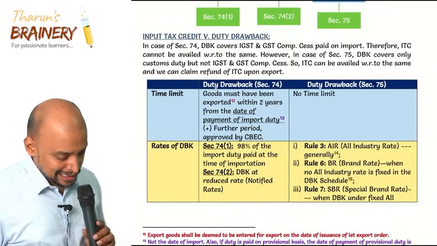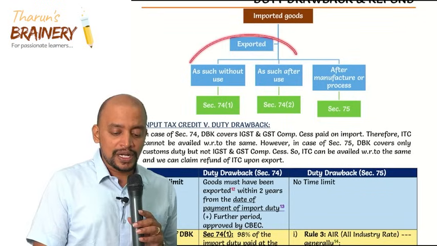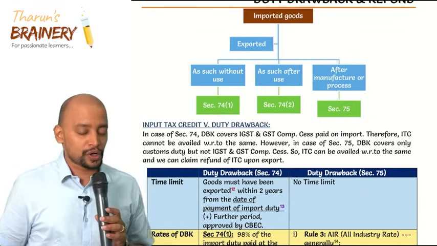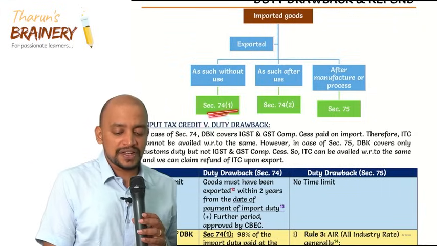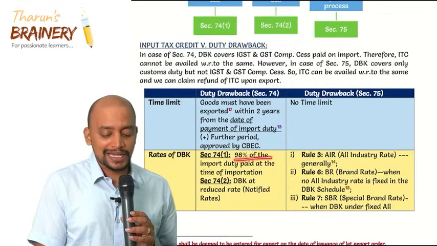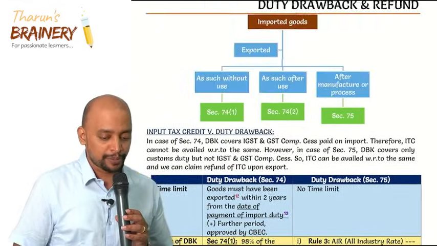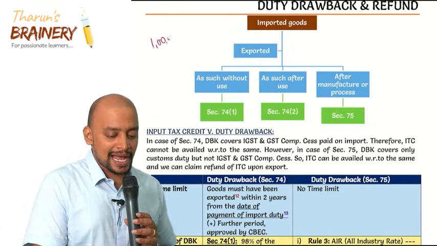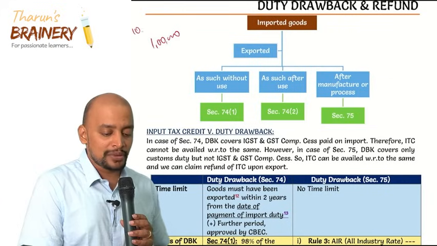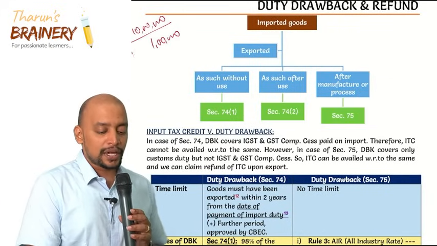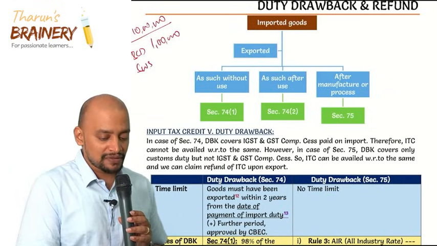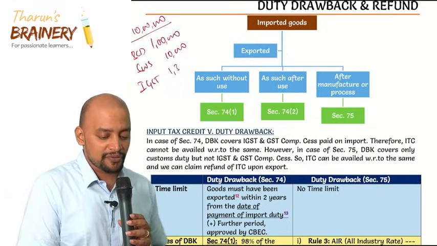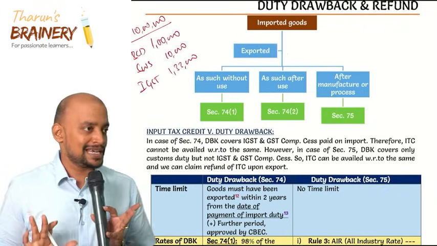But you need to know here that in case of 74, you will get a duty drawback, and that covers IGST paid on import also. For example, in case of 74 subsection 1, the duty drawback is 98% of customs duty paid on import. Say at the time of import, you are paying 1 lakh as basic customs duty. Let's assume 10 lakhs as the value of the goods. 1 lakh you paid as basic customs duty. Social welfare surcharge you are paying 10,000, and IGST you are paying some 1,33,000.